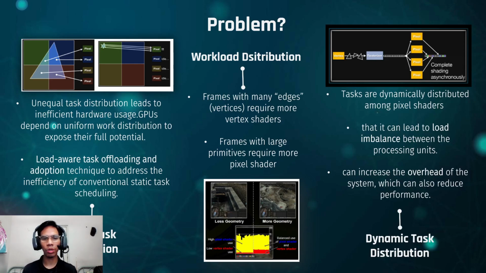Then it shows workload distribution. In workload distribution, a frame with many edges and vertices requires more vertex shading, and a frame with large primitives requires more pixel shading. Finally, there is dynamic task distribution, where tasks are dynamically distributed among pixel shaders. That can lead to load imbalance between the processing units and can increase the overhead of the system, which can also reduce the performance of the computer itself.